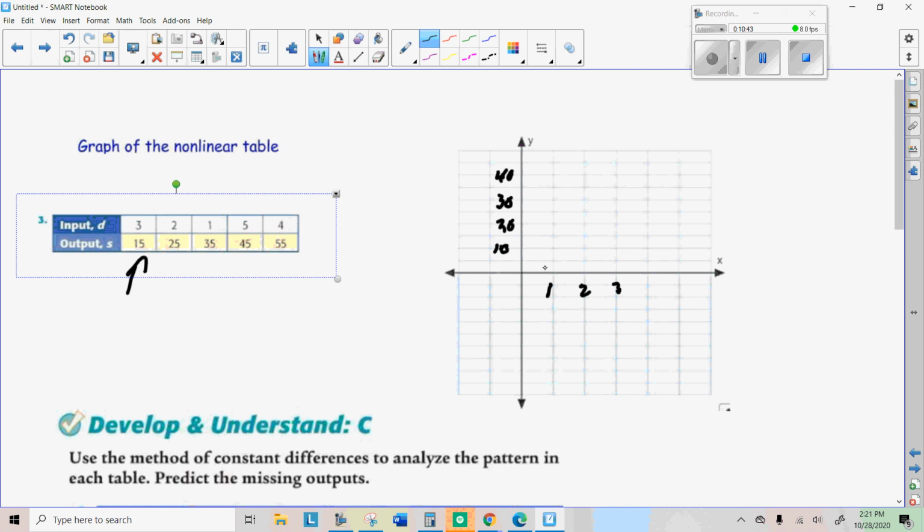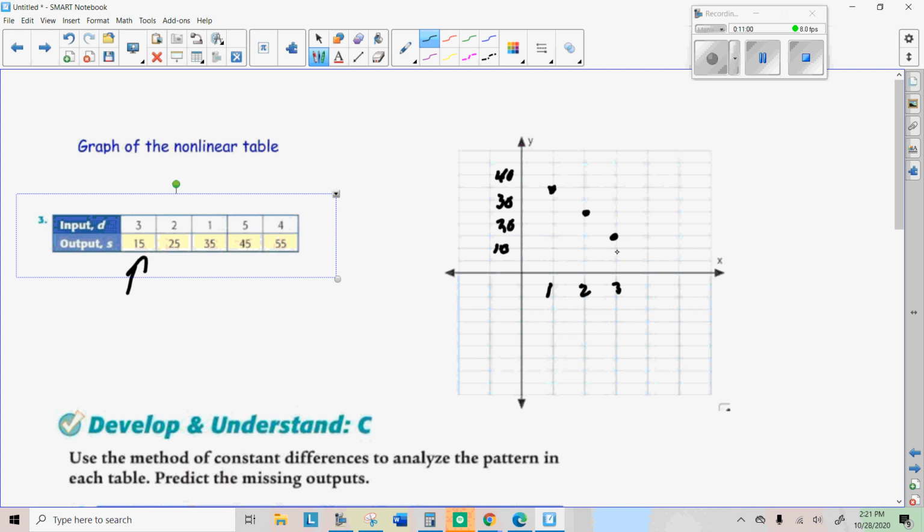So I have 0.135, that'd be right there. 225 would be right there. Those ones kind of line up. 315, that one lines up pretty good with those. So it's looking linear.